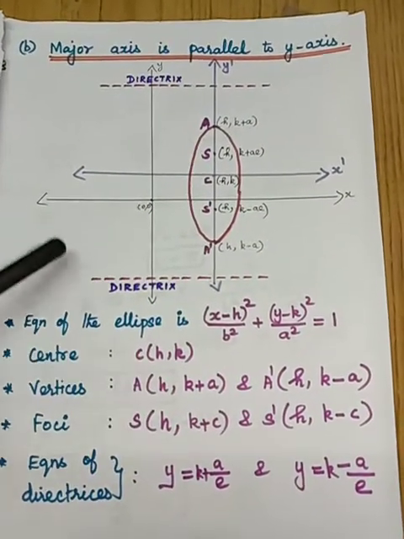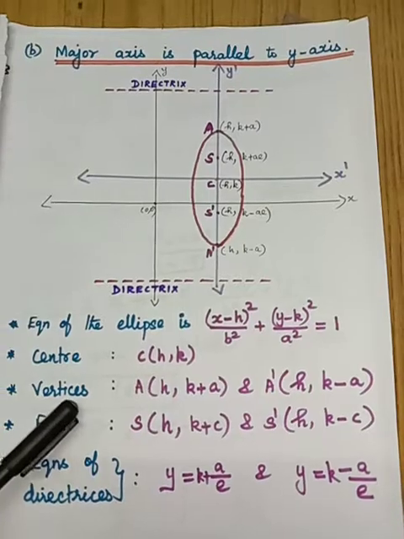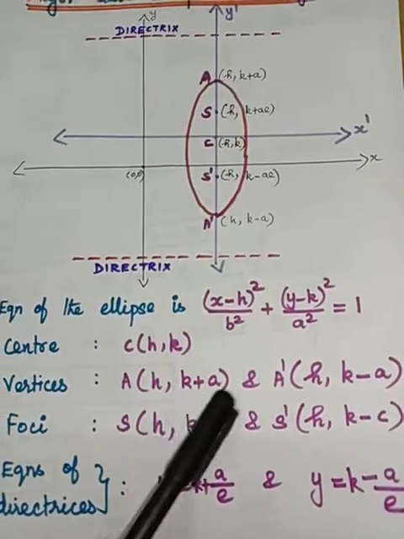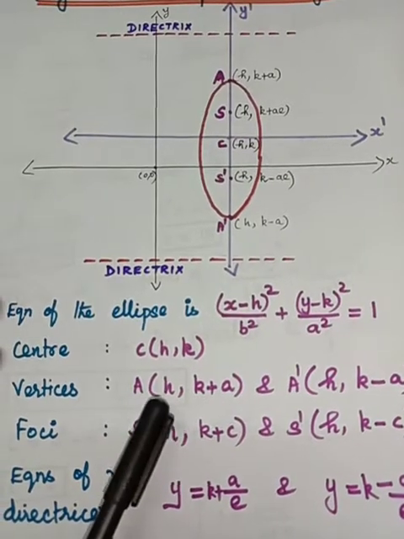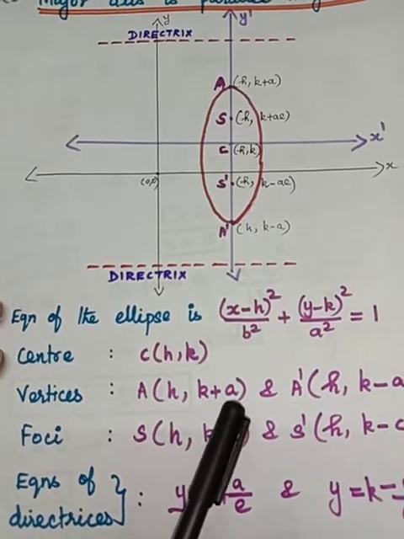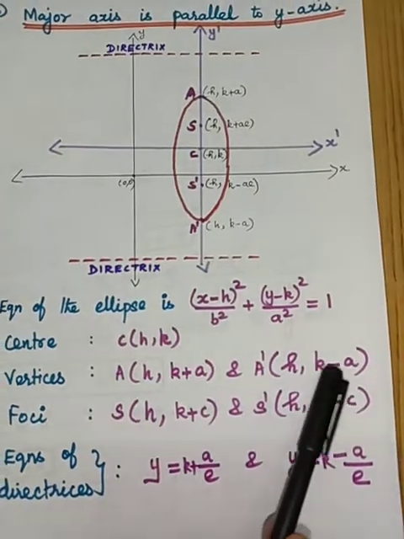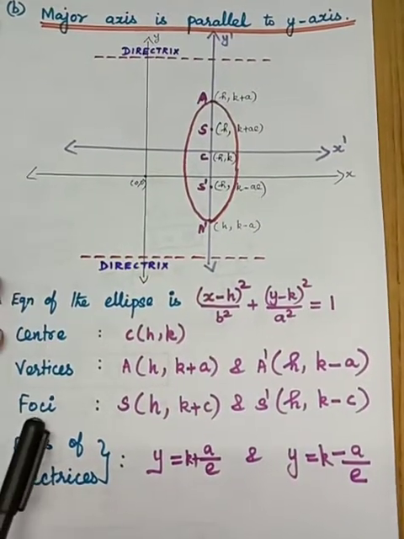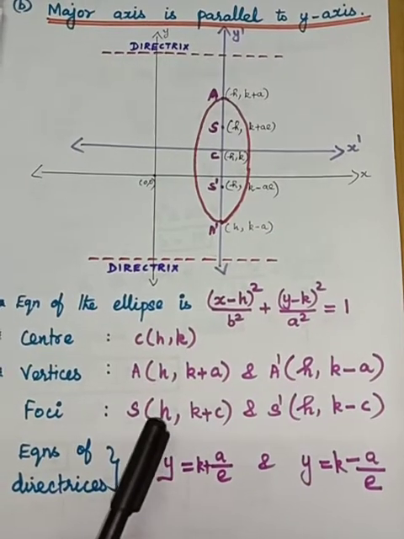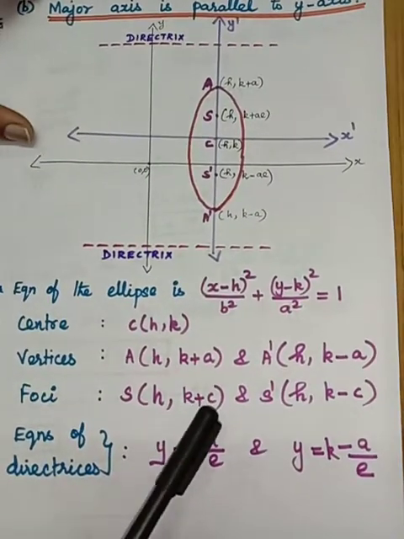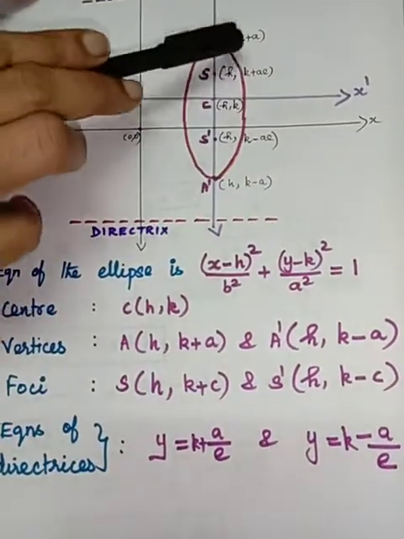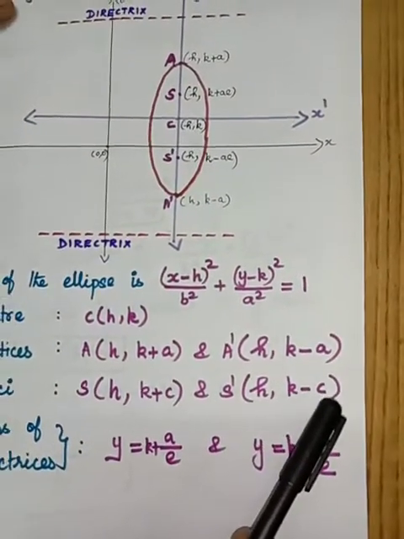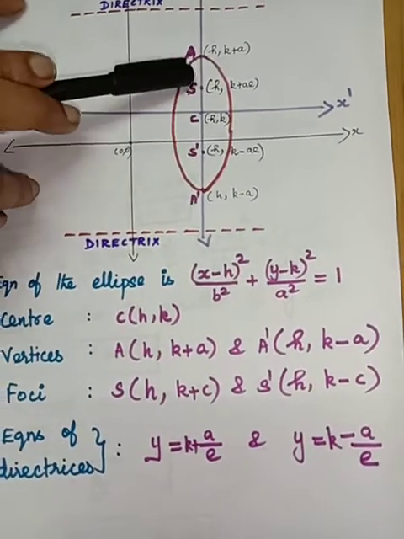Okay, so see now the vertices. It is parallel to the y axis, which means the y coordinate has to be changed. For h comma k plus a, another one h comma k minus a, these are your vertices. And the foci, how will it be? H comma k plus c. In the place of c you can write ae. The next one, h comma k minus c. So these two are the foci.